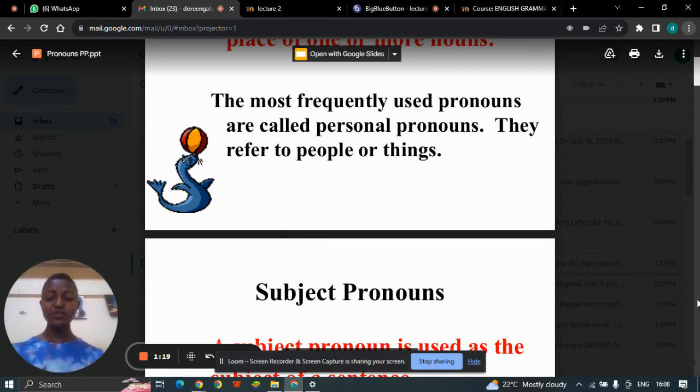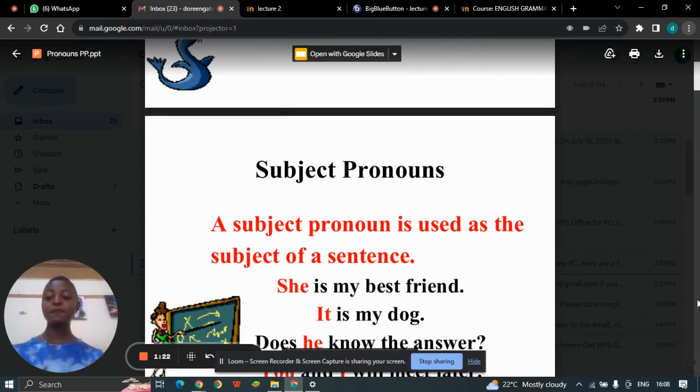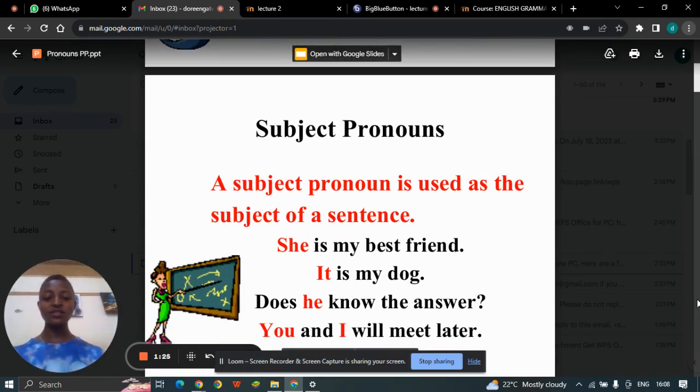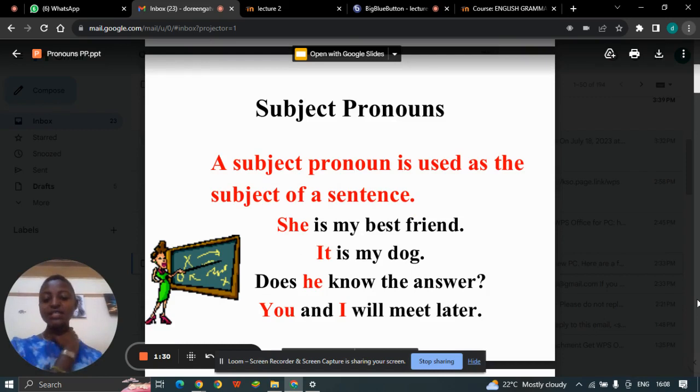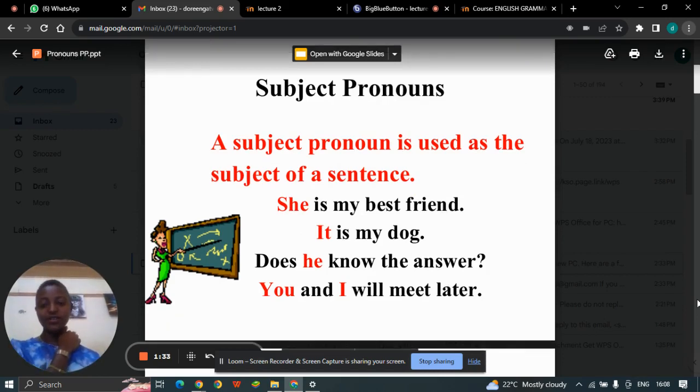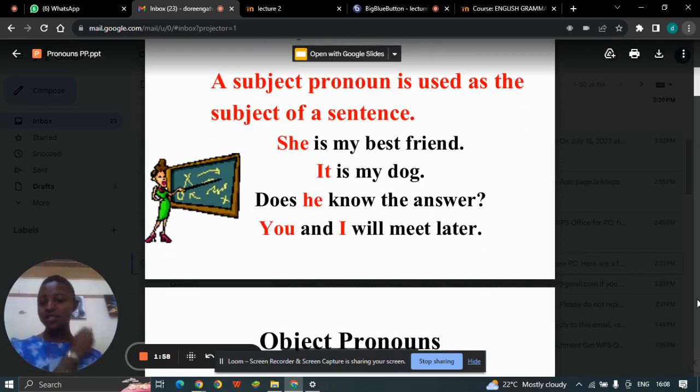We have personal pronouns used as subjects. A subject pronoun is used as the subject of a sentence. For example, we have she, it, he, you, I. In a sentence: She is my best friend. So she is the subject personal pronoun. It is my dog. So it is used as a personal pronoun as a subject. Does he know the answer? He is used the same way, as a subject pronoun. And you and I will meet later. Here, you and I are subject pronouns.